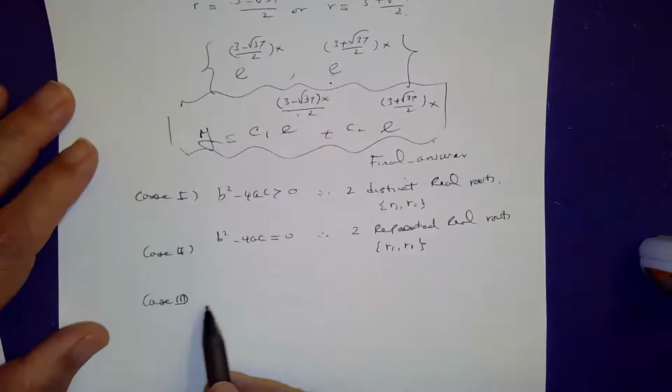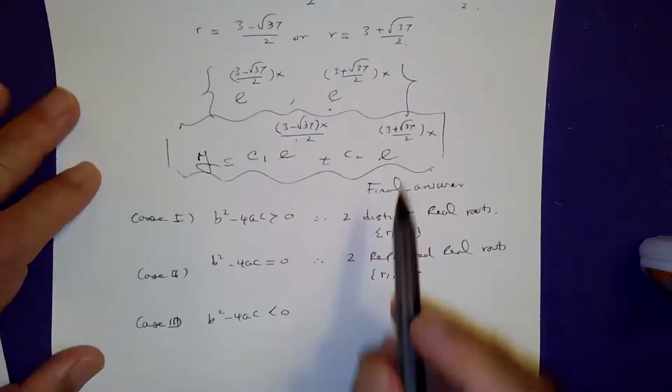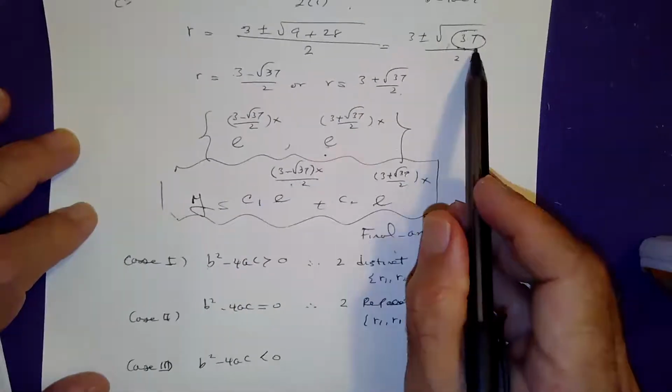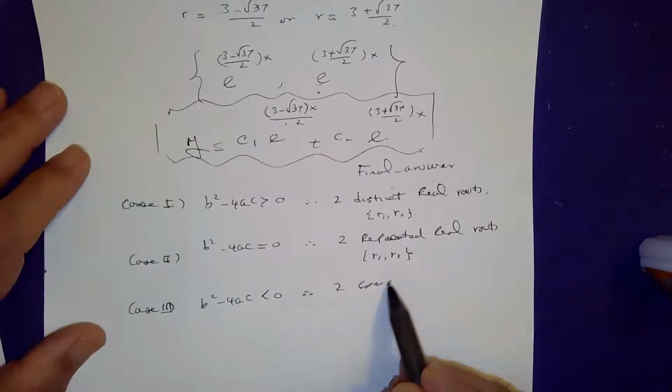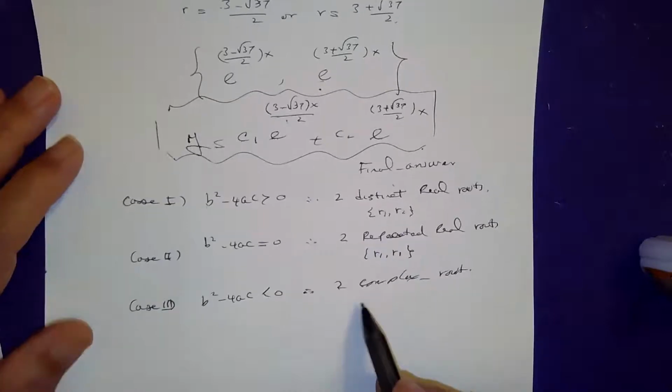In the last case, if b squared minus 4ac is less than 0, you know what's under the radical, let's say this came up to the square root of negative 37, then we would have 2 complex roots. And they're going to be what?